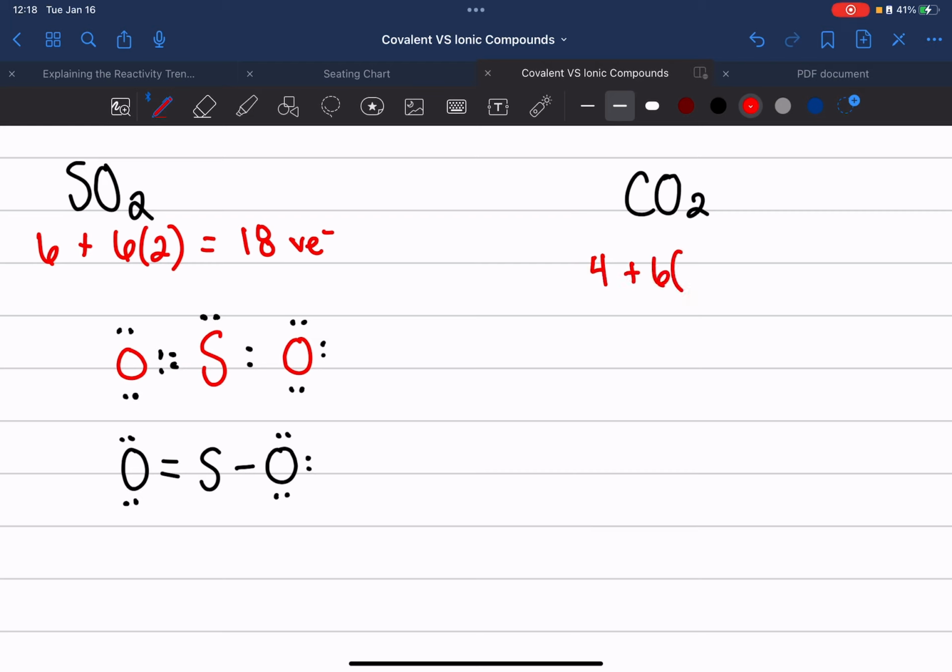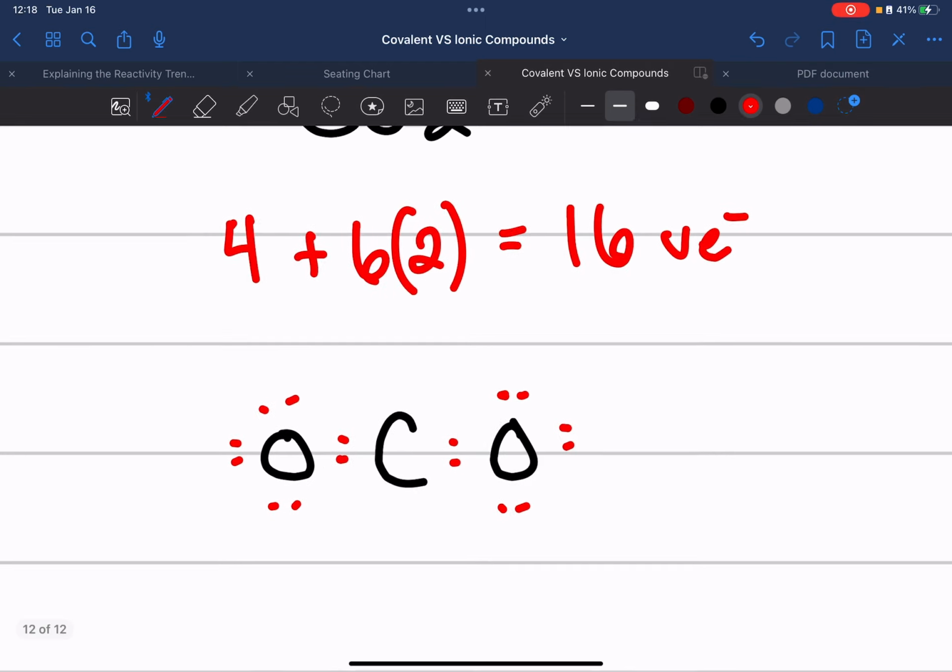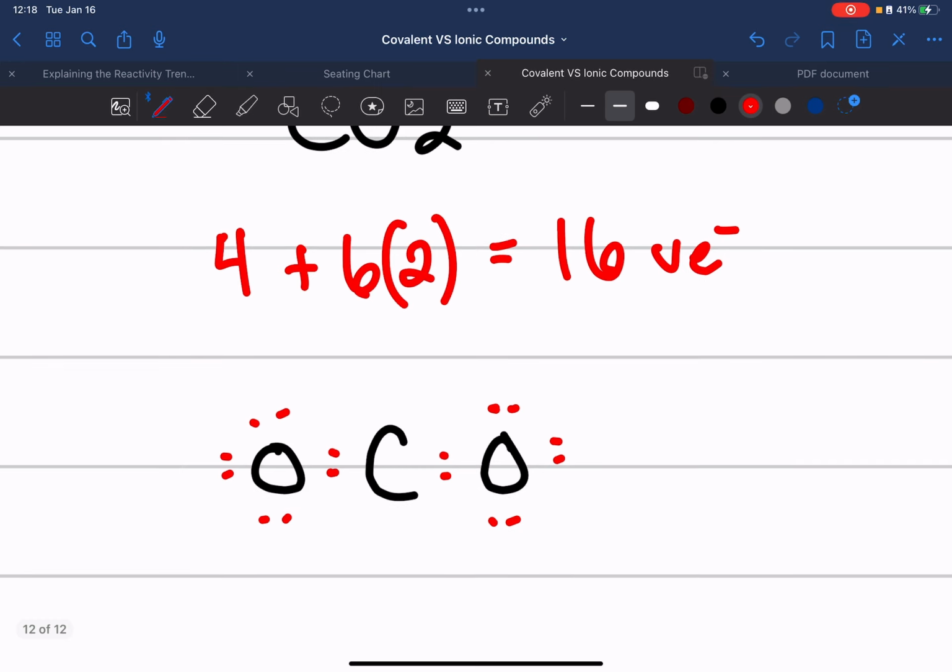All right, so this is 6 times 2 again, but this time plus 4, because the carbon's only got 4. This is going to be 16 total valence electrons, and I'm going to jump ahead here. This is where you're at the end of step 4, and you're going to notice that we've spent all 16 of our electrons already, but we don't have any more to give to carbon. We're going to pull the same trick that we did with the sulfur dioxide, and we're going to ask this oxygen to share another pair with the carbon in the middle.